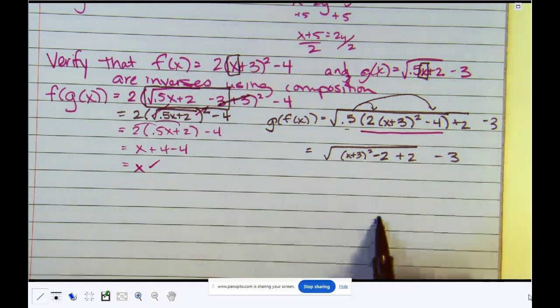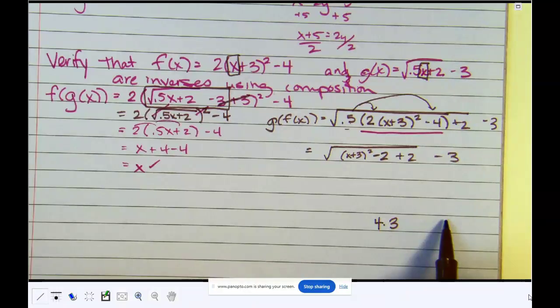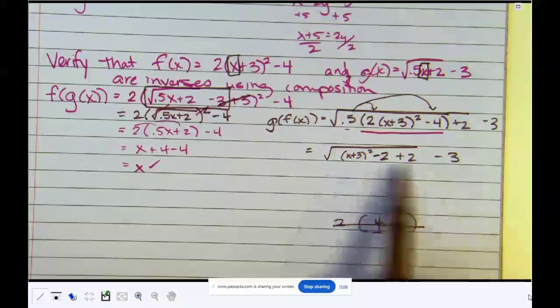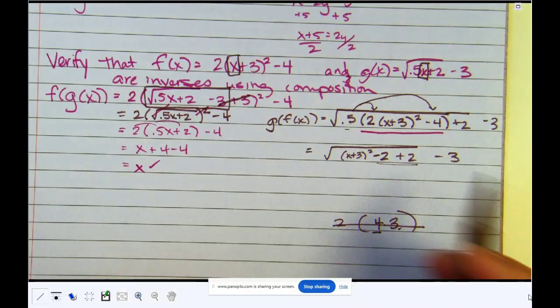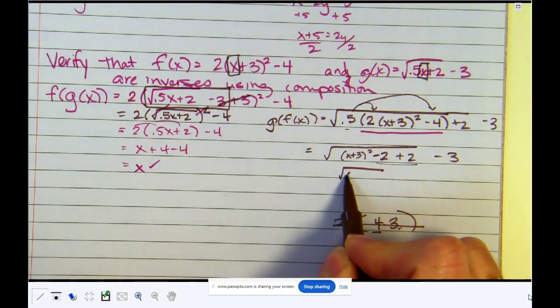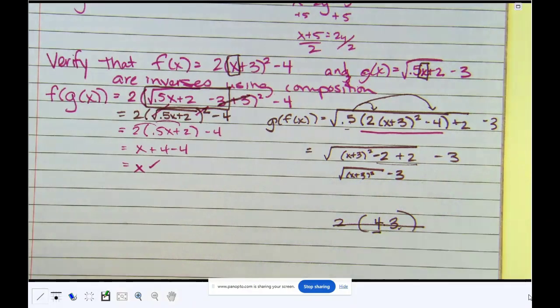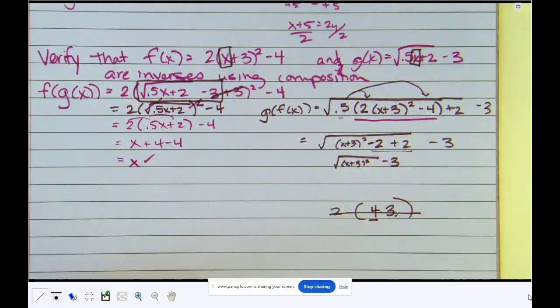Like if you had, remember, 4 times 3, you can multiply it by the 4. Like if you were multiplying by 2, you could do 2 times 4, or you could do 2 times 3, but you don't do both because they're multiplied together. X plus 3 squared, sorry, I made that really small. X plus 3 squared, square rooted, minus 3.